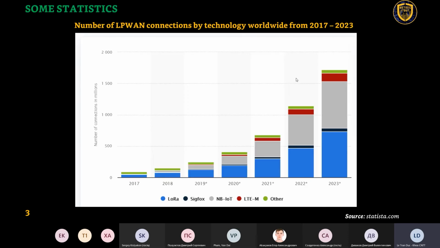So here I want to show you a statistic about the number of LPWAN connections by technology worldwide from 2017 to 2023. There are 4 leading LPWAN technologies. You can see LoRa, Sigfox, NB-IoT, LTE-M, etc. And the portion of LoRa, you can see here, becomes more significant. According to the LoRa Alliance, LoRaWAN deployments are now present in 142 countries, and this statistic answers the question why we care about LoRaWAN.